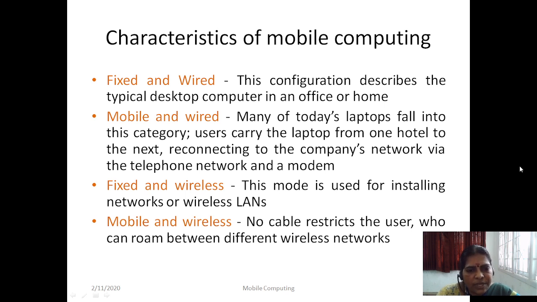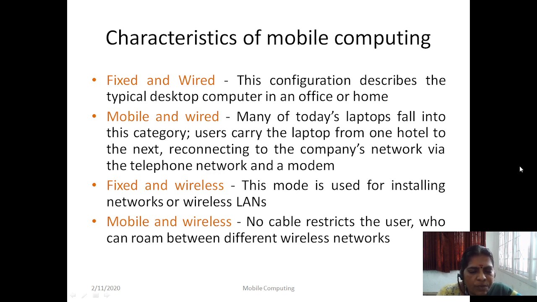The third one is fixed and wireless. This mode is useful for installing networks or wireless LANs. We can expand the existing fixed networks using this form. And the fourth one is mobile and wireless. There is no usage of cables in this last category.